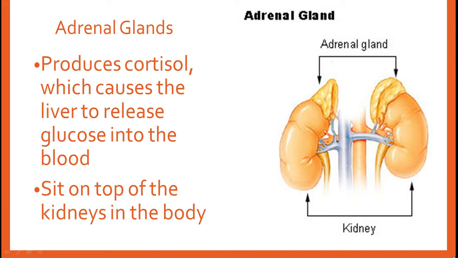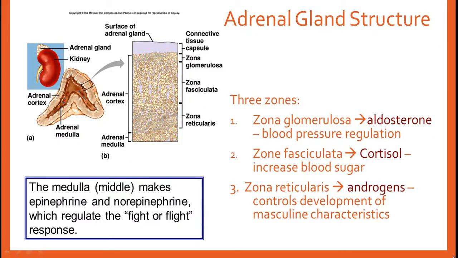They also release something called adrenaline, okay, also known as epinephrine. Do I have that on the slide? Maybe I do. There are zones of it. It's shaped like this. This is too much information for you, but I wanted to show you. It releases aldosterone, which helps blood pressure regulation. Cortisol, the awake thing for increasing blood sugar, and androgens, those are for males. And in the middle, they produce epinephrine and norepinephrine. That produces what is known as the fight or flight response.